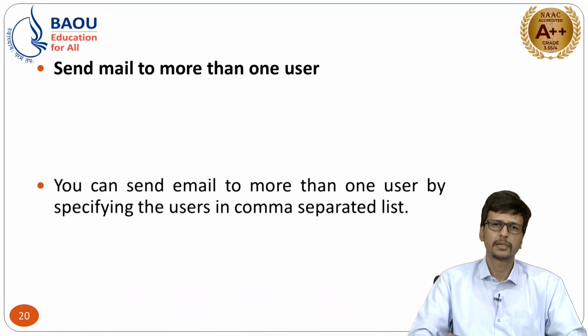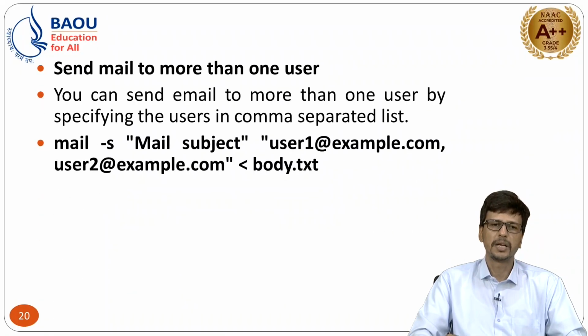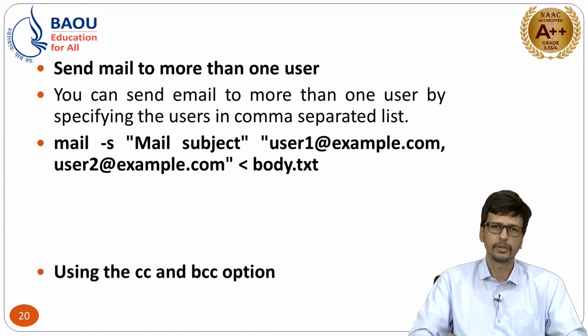Now we have to pass that message by using the mail command. So you can pass mail, then -s, that is for subject, and you write the mail subject in inverted commas. Then after that user1@example.com, user2@example.com. This way you can pass that particular mail to multiple users by using comma separated values. Then the less than sign is nothing but the redirection. body.txt is the file in which we have saved our message. That message will be passed to the mail command, and the mail will be sent with that subject and that body to these two users, right?